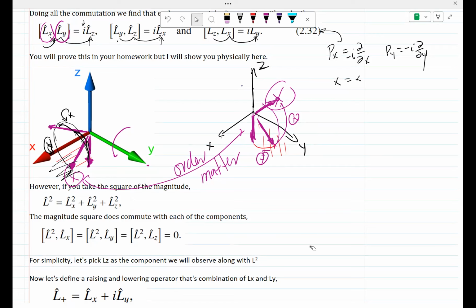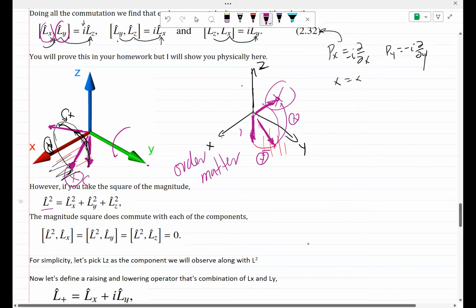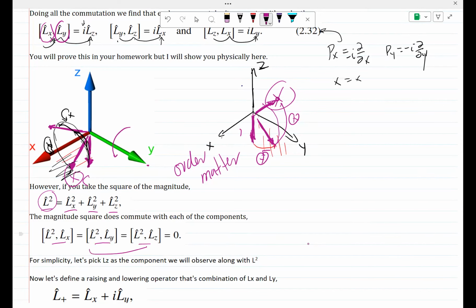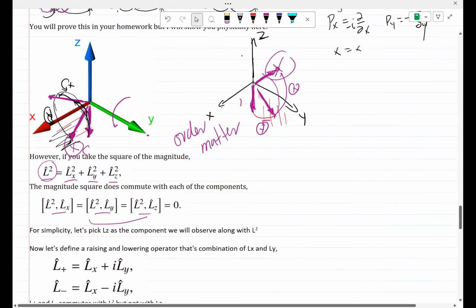However, if you take the magnitude square of the angular momentum, and you're going to once again prove this mathematically in the homework, where this magnitude is basically the angular momentum x squared, y squared, z squared, all summed up together. That's how you take the magnitude of something in 3-dimension. In that case, this operator L squared does commute with x, y, and z individually. And that's kind of fun.